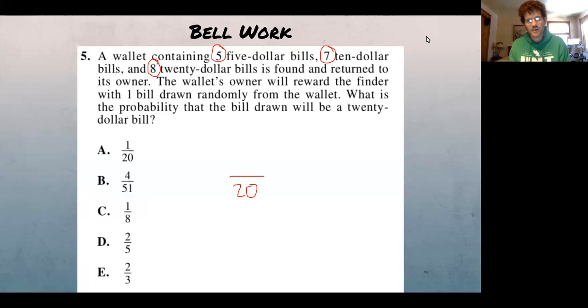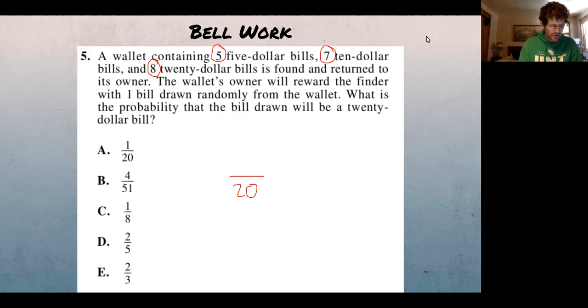Now, I was looking at this earlier and I was thinking that's actually a lot of money to carry around in your wallet. That's, let's see, that's 160, that's $230, $255. That's quite a bit of money to be carrying around in your wallet, but in this case, it happens to have that much money in there.